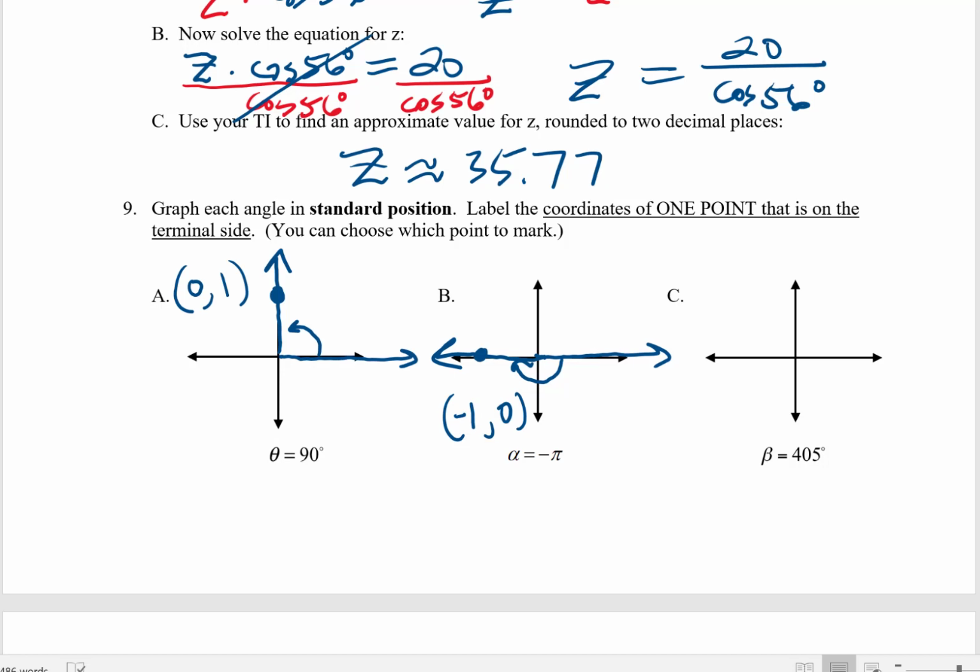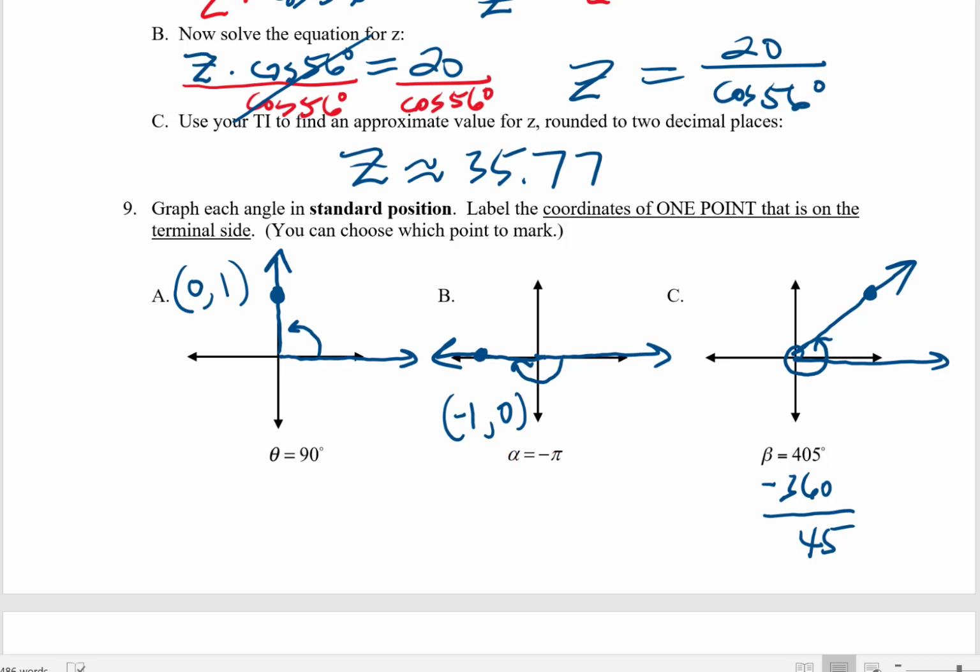And then the third one, let's see, 405, it would probably help me to know how far past 360 this angle is. If I subtract, I'm going to get 45 here. So 405 means rotate all the way around once and then go 45 degrees more. So here's my angle in standard position. Now this one looks a little trickier. I'm supposed to end up with some point over here on the terminal side.